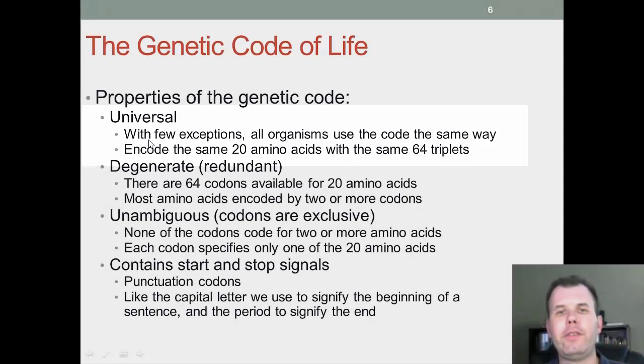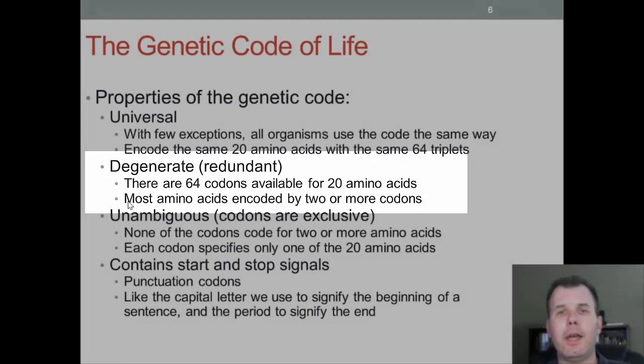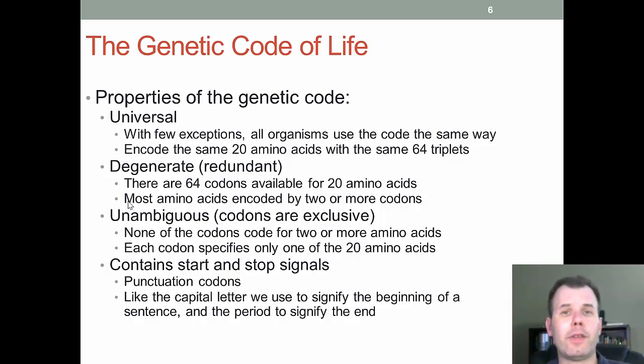Okay, so CCC means proline in bacteria, and CCC means proline in us, so it doesn't change, and that's a nice thing. That's universal. The other thing is that they're redundant. Now you know there's 64 words, but I told you there's only 20 amino acids. So that means there's some codons that get used for more than one amino acid. What I should say is that some amino acids have 2 or more codons associated with them. And that's important.